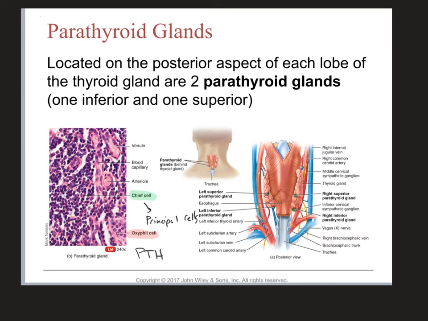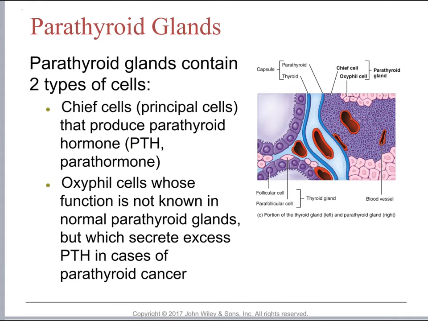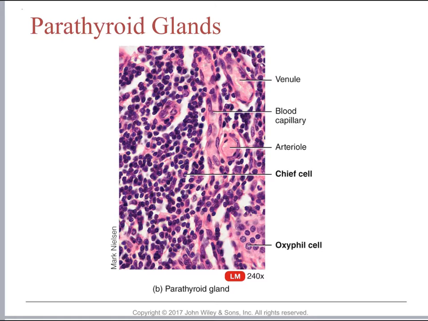We also know that if a tumor grows within the chief cells, the oxyphil cells kind of take over and then start producing the majority of the PTH. But our chief cells here are those key players, our principal cells that make parathyroid hormone. So elaborating on our two types of cells, our chief cells, also known as principal cells, produce parathyroid hormone, also known as parathormone. The oxyphil cells, it's a big question mark, right? We don't really know what they do in the normal parathyroid, but we know they secrete excess PTH in cases of parathyroid cancer.